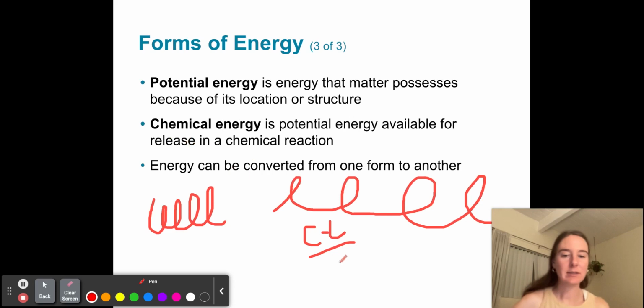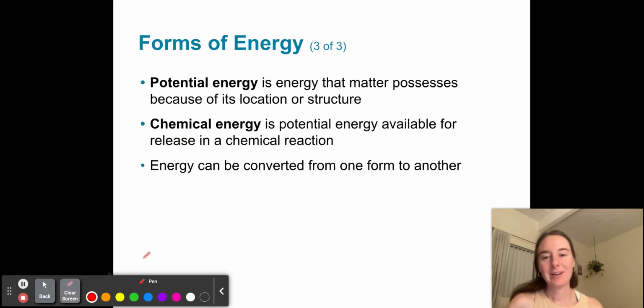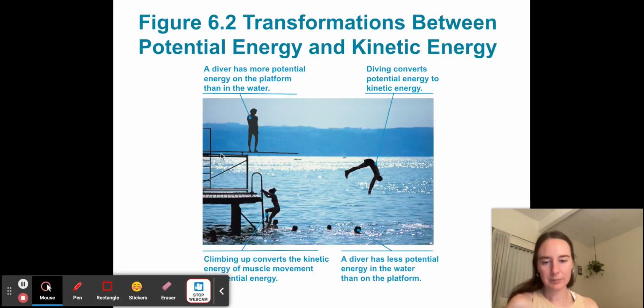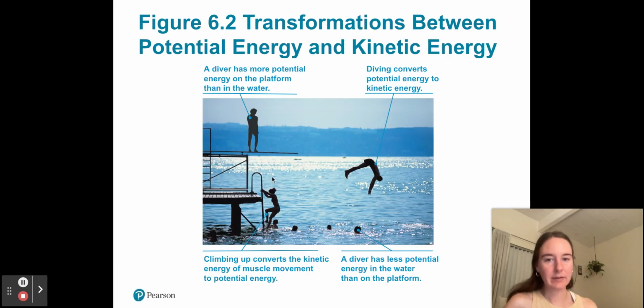Another way to think about it is the energy stored in the bonds of molecules. And we know that energy can actually be converted between these forms. So looking at an example, here's a diver, and the diver is standing on this platform and they have some potential energy at least, compared to this diver down here, because they have the potential to change their position. Gravity is going to push down on them once this diving board is not present.